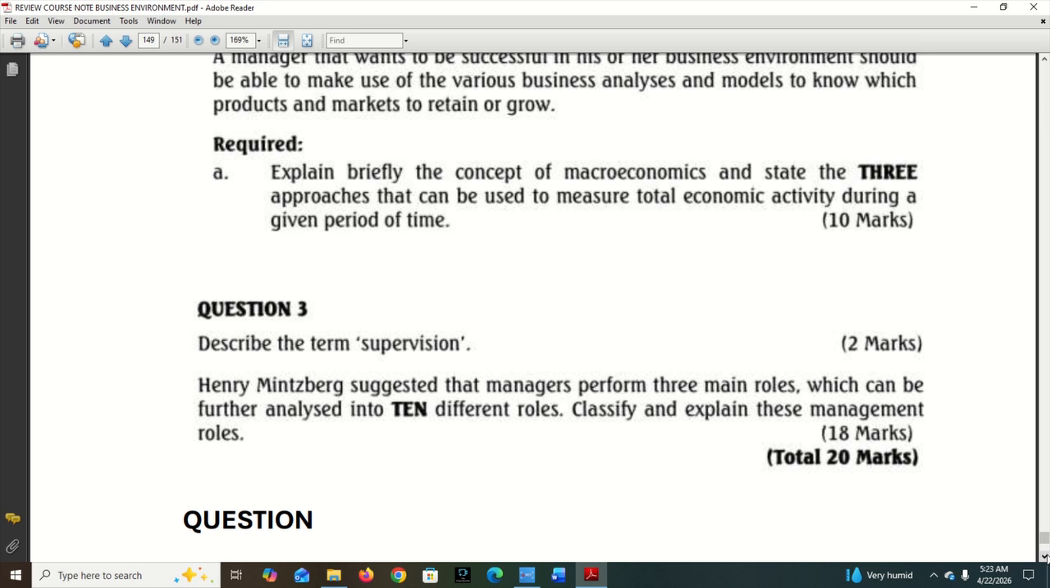Look at the second one. This is 18 marks, meaning that you are expected to really do a lot in this.